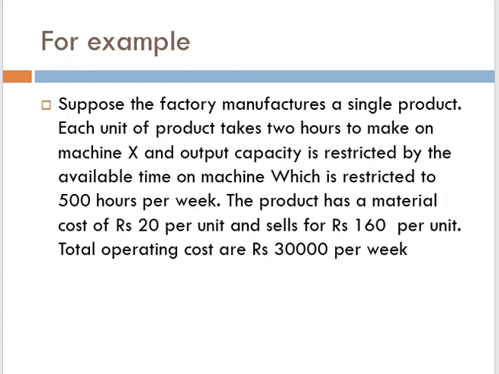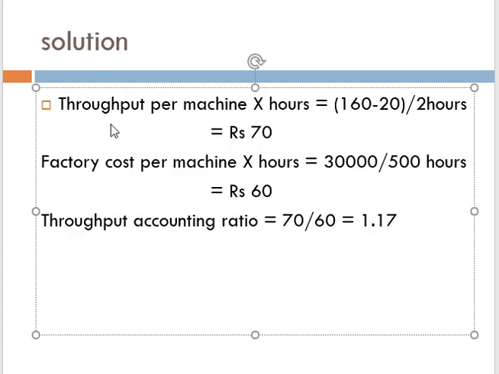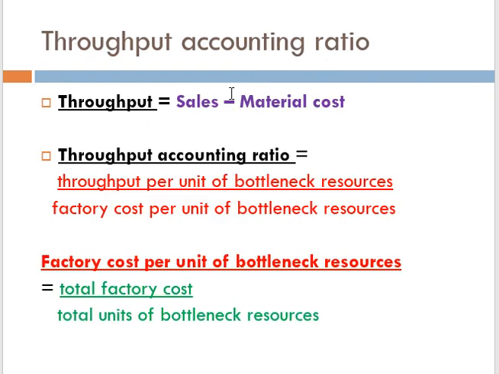So now let us calculate. As this is the solution, throughput per machine X hour. So what is the throughput per machine hour? We are going to find out the throughput using the formula. The throughput formula is sales minus material cost. So what is the sales in the question?